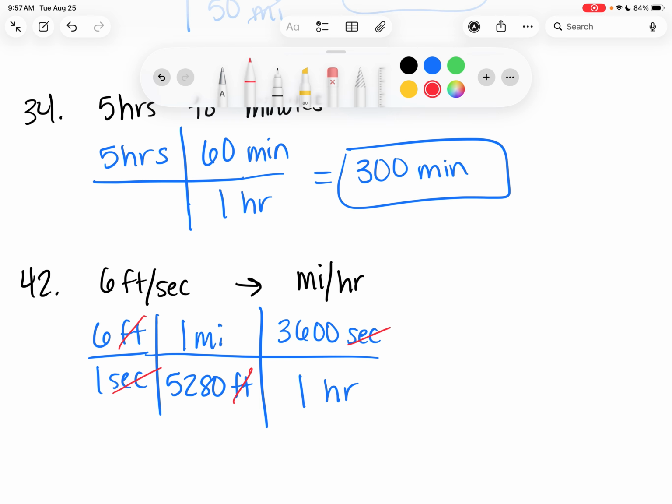So what we would do is we would multiply across the top. I'm just going to write it over here so we can see it. 6 times 3,600 and then divided by 5,280. And just for the sake of time, that is equal to 4.1 miles per hour. You can always just do MPH when we're doing miles per hour if you would like. That's fine. Questions on that?